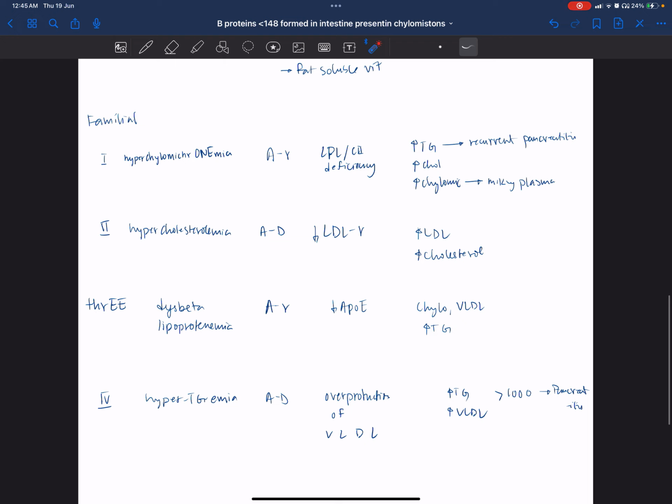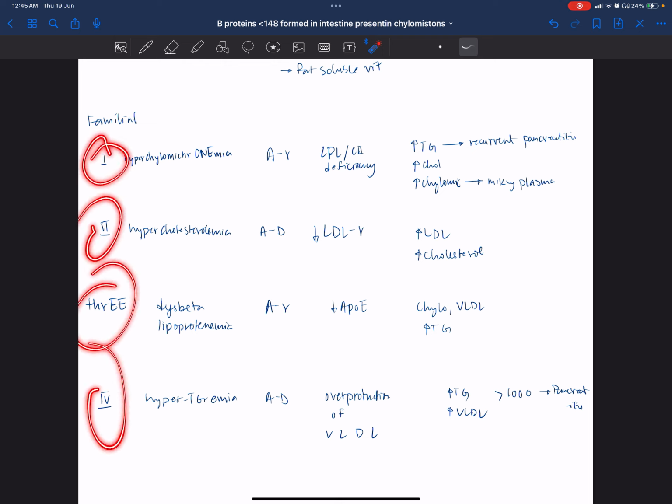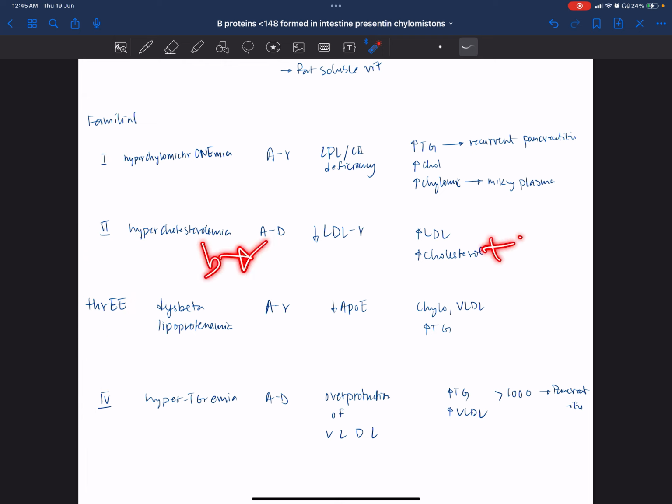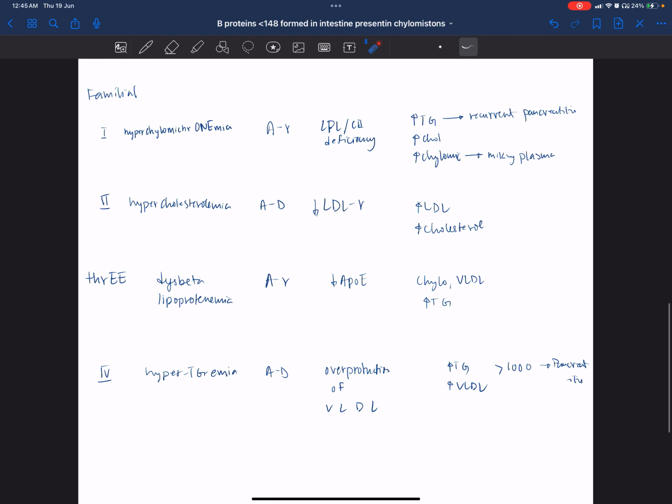Now the familial dyslipidemias, there are actually five, but five is basically just like one and four combined. And four, you have A and B. B is just this plus VLDL, I think. So you can read that. Now type one is hyperchylomicronemia. That's how I remember it. That one is related to chylomicron. These are all hyperlipidemias.